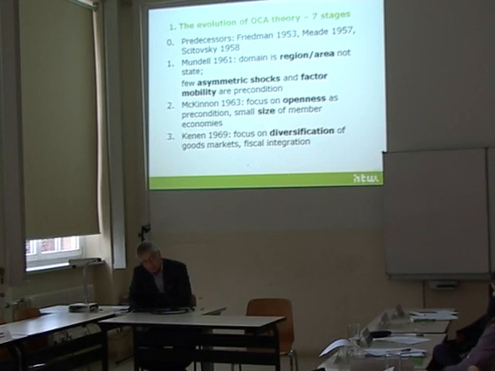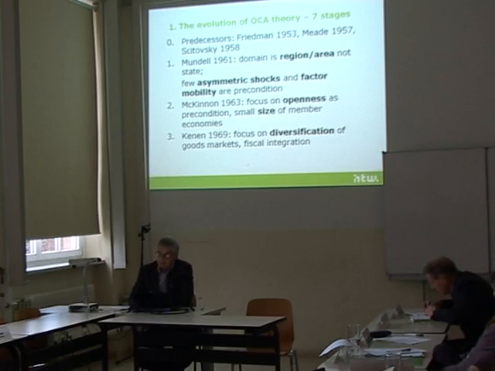Kenen mentioned also fiscal integration that is needed, and this implicitly means that we need fiscal federalism. So we need a state, we need a common government, or at least some transfers between, if we have two governments, still two states, some transfers from one to the other country.